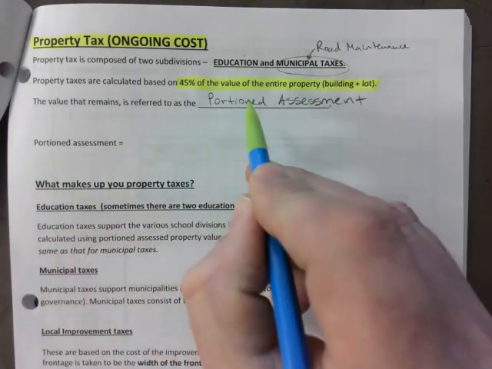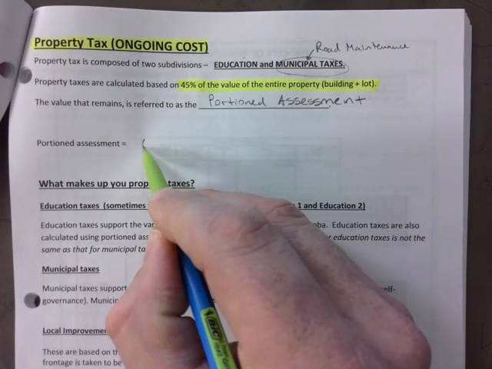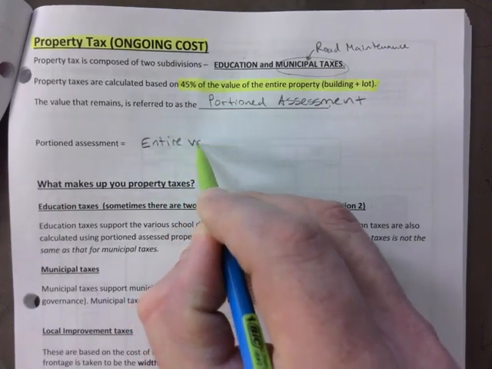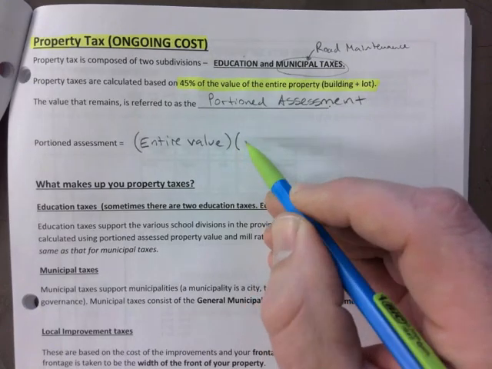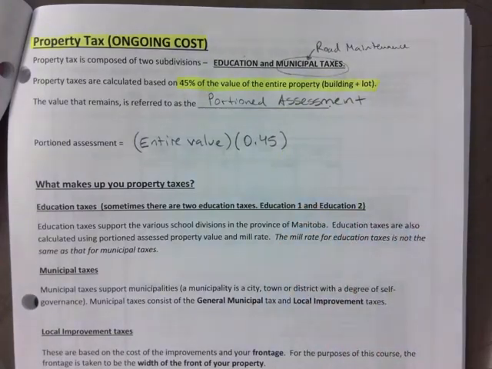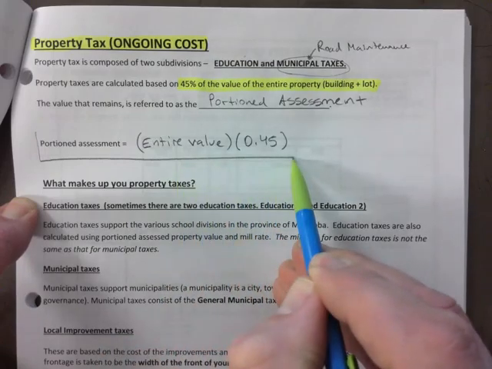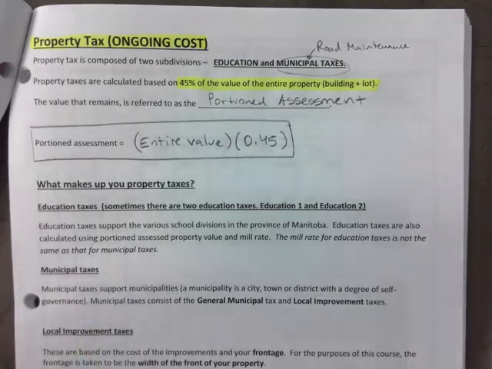So how do you calculate the portioned assessment? You just take the entire value and you multiply it by 0.45. That's what you do. So this formula, I would like you to have that on your study sheet. Okay. Portioned assessment.